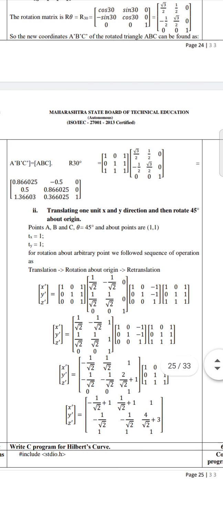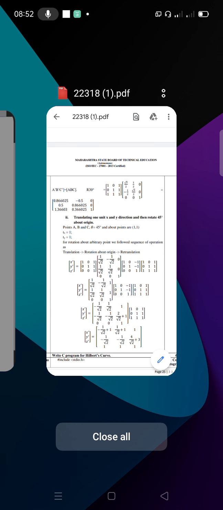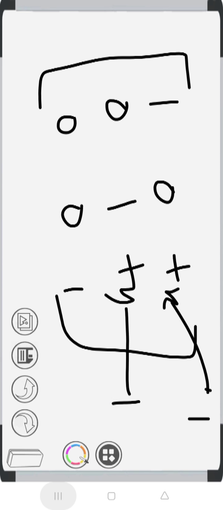Initially you have to perform a translation, then a rotation, and then a retranslation. For the translation they have written a matrix, 1 0 1. You know about this translation matrix, because the actual matrix is 1 0 tx, then 0 1 ty, and the last row is 0 0 1. In this case tx is 1 as well as ty is 1. This is the representation for a translation.